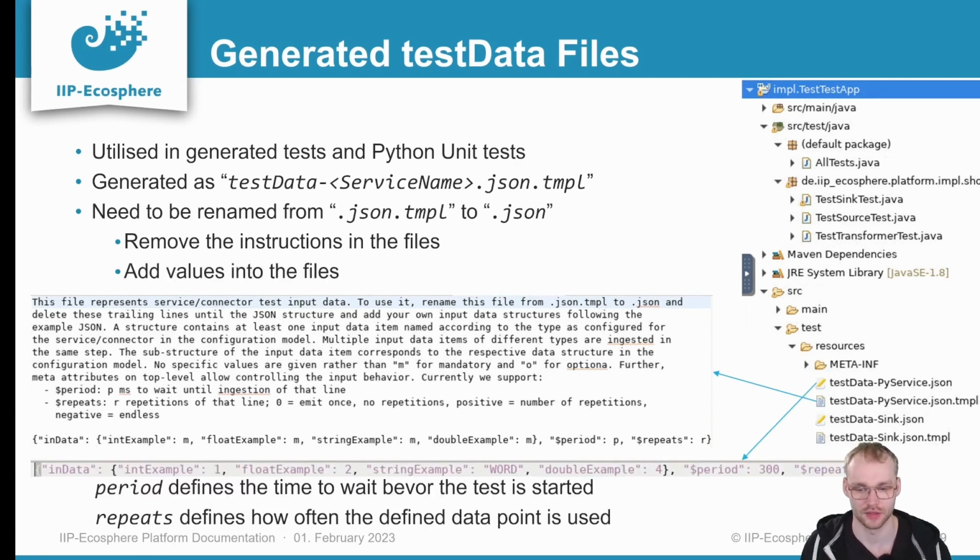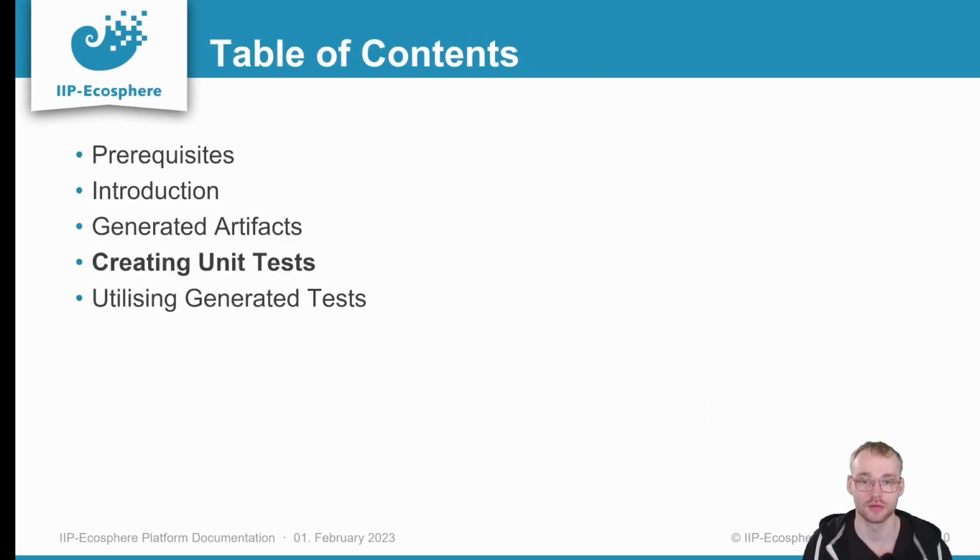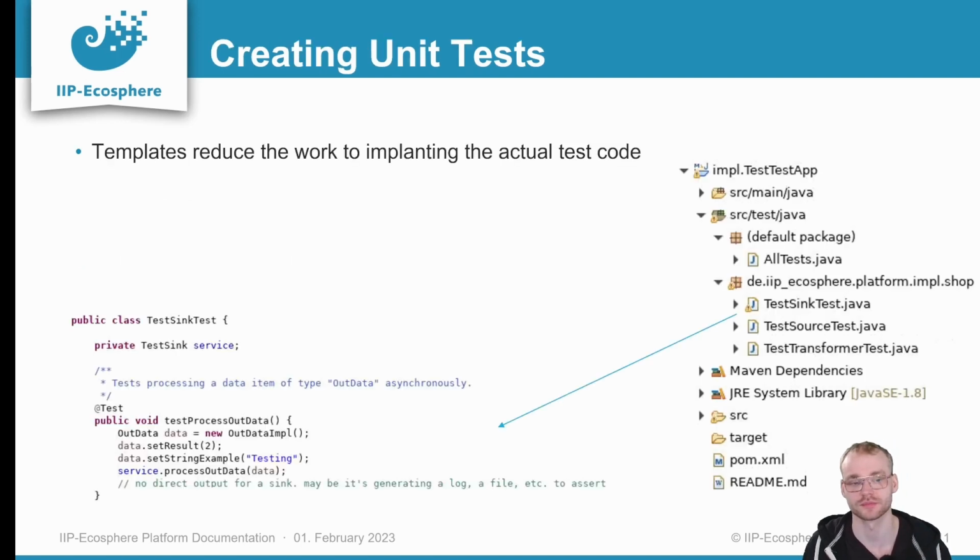Adding value looks like the image below. Now we get to creating our unit tests. As I've said, we have some templates for this. They're supposed to reduce the work, so there is an example image of how test sync test would look like. And here we have just a part of the file. This is not the complete file, but the relevant part.